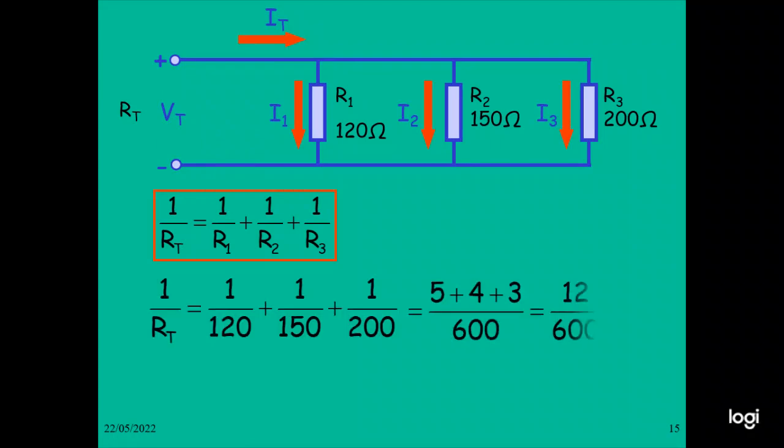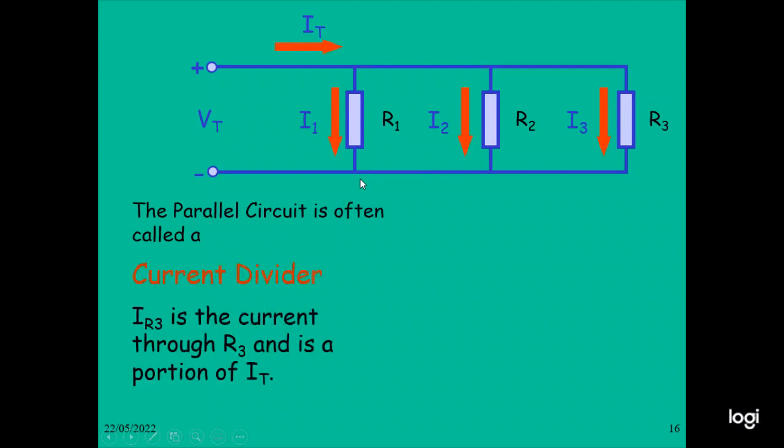This is the relationship. Therefore, we can find the equation of 1 by RT: 1 by 120 plus 1 by 150 plus 1 by 100, you get 12 by 600. So this is 1 by 50. Therefore, RT equals 50 ohm. This circuit is often called a current divider circuit.